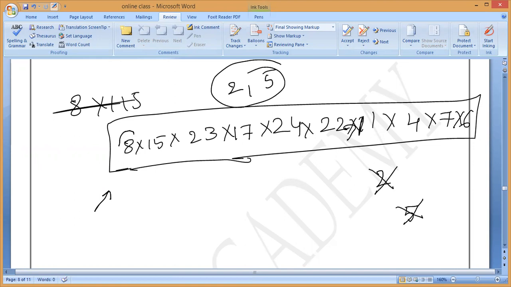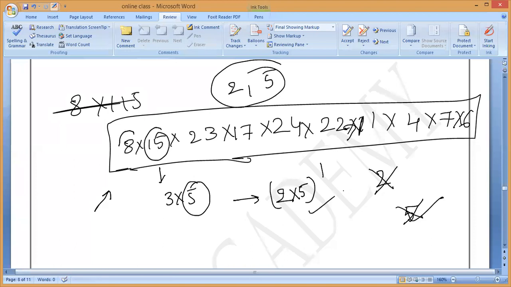Only one 5. 15 means 3 into 5. Here we will make only one set of 2 into 5, one 10, that's all. So only one 0. How fast you have solved. Do you understand? Take the less value, 2 or 5.